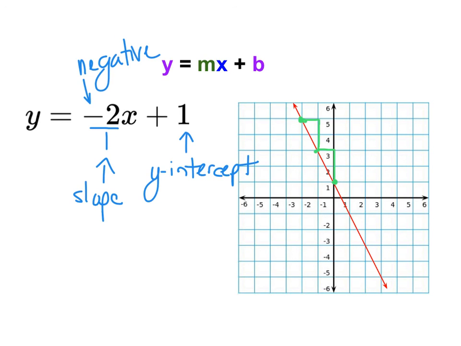I can continue and go in the other direction. I can go down 1, 2, and run 1. And down 1, 2, and run 1. I can continue putting points on my graph in order to make a line. In this case, I put the line there first, but in our next video, we're going to actually draw the line directly from this equation.